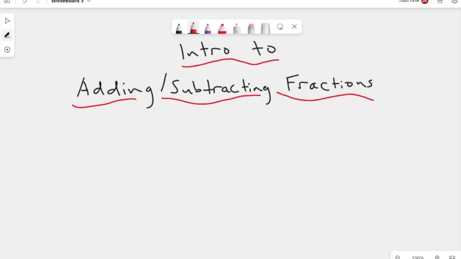So today we're going to look at beginning to add and subtract fractions. So these little portions of a whole that we've been talking about, we're going to see what it means to actually work with these and how they differ from whole numbers. So giving just one example here.